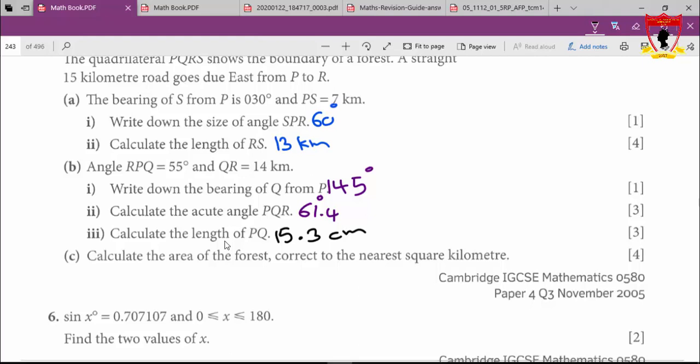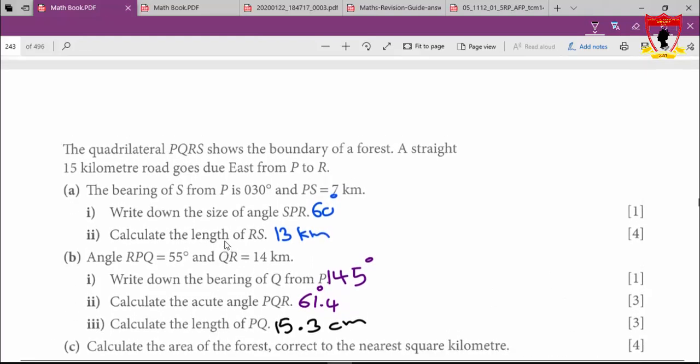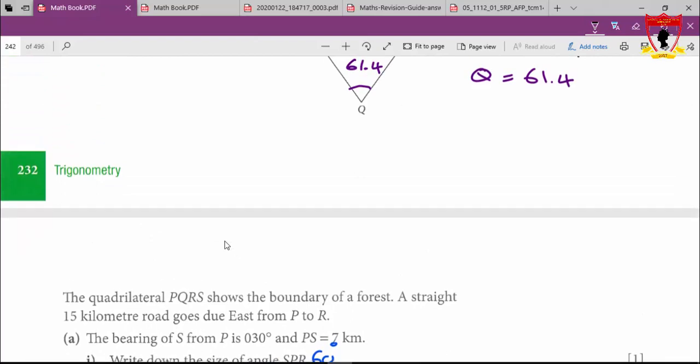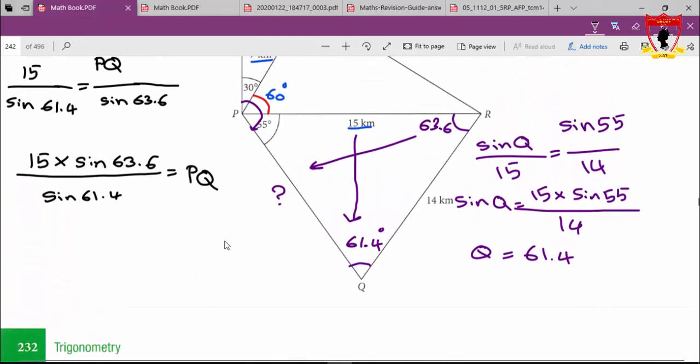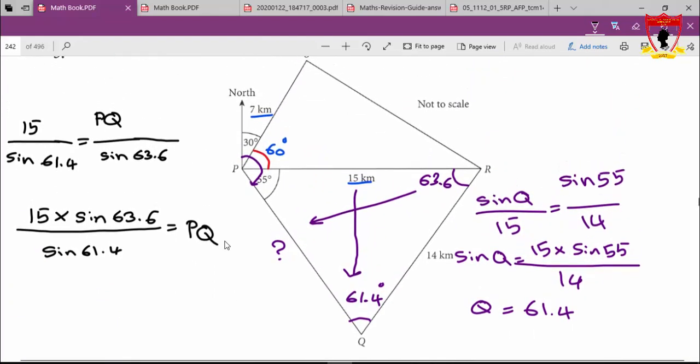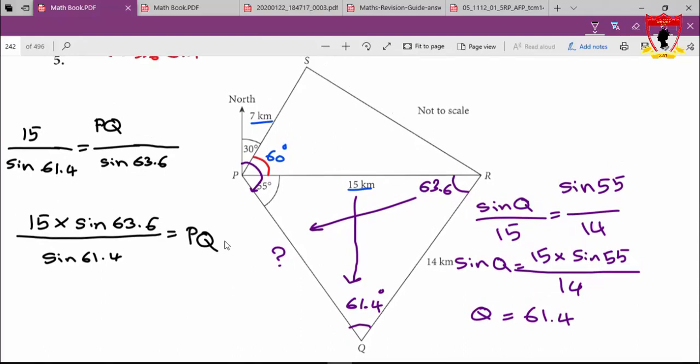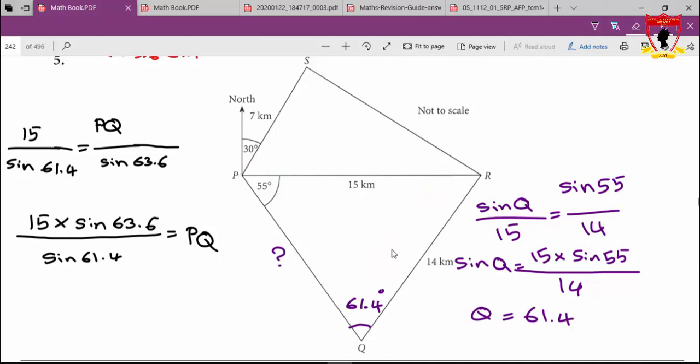Calculate the area of the forest correct to the nearest square kilometer. Now we need to calculate the area of the whole quadrilateral. To do this, we calculate the area of each triangle separately and then we add them up. To calculate the area of a triangle, the basic formula is base times height divided by 2. But here, for neither of the triangles is the height given, and we don't want to spend time to find the height.